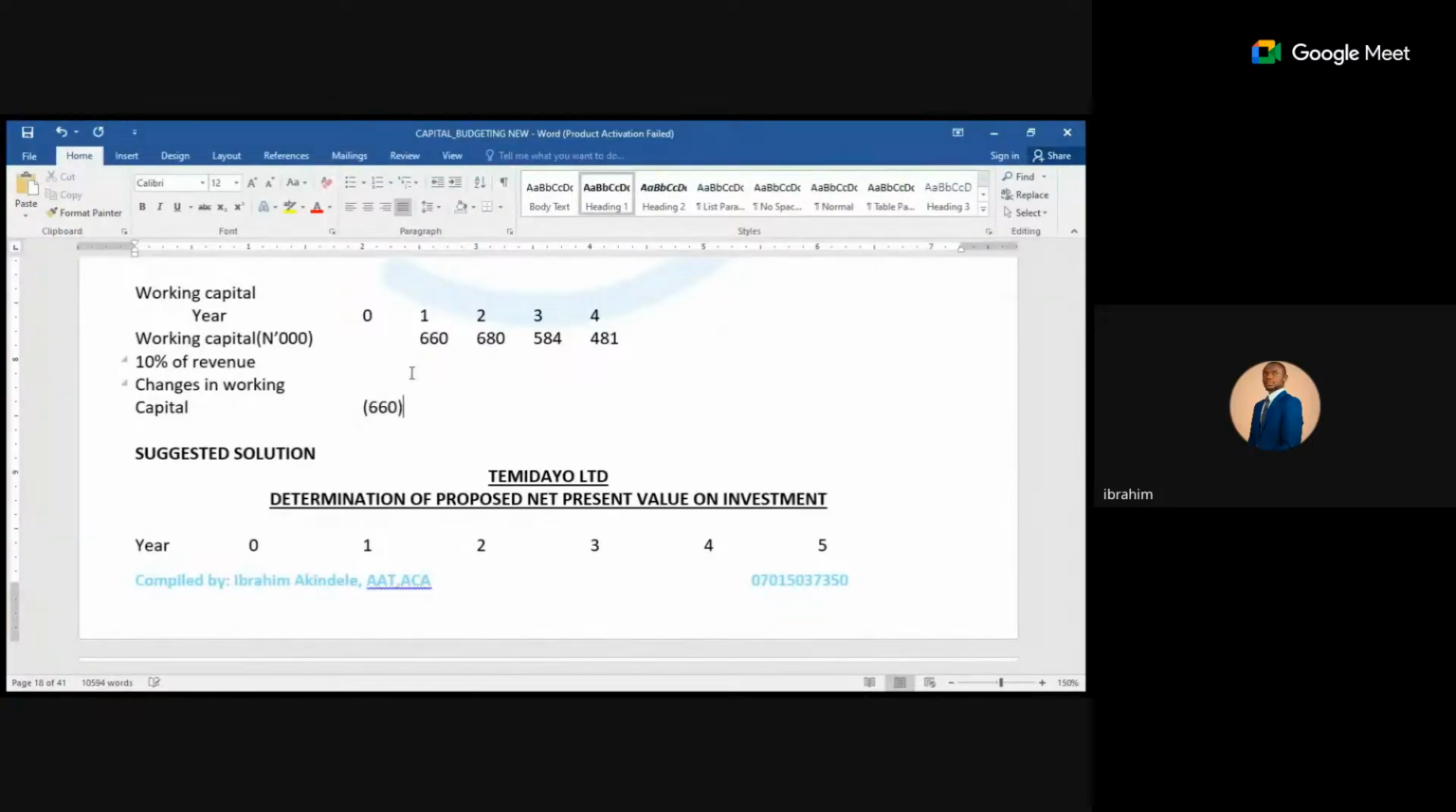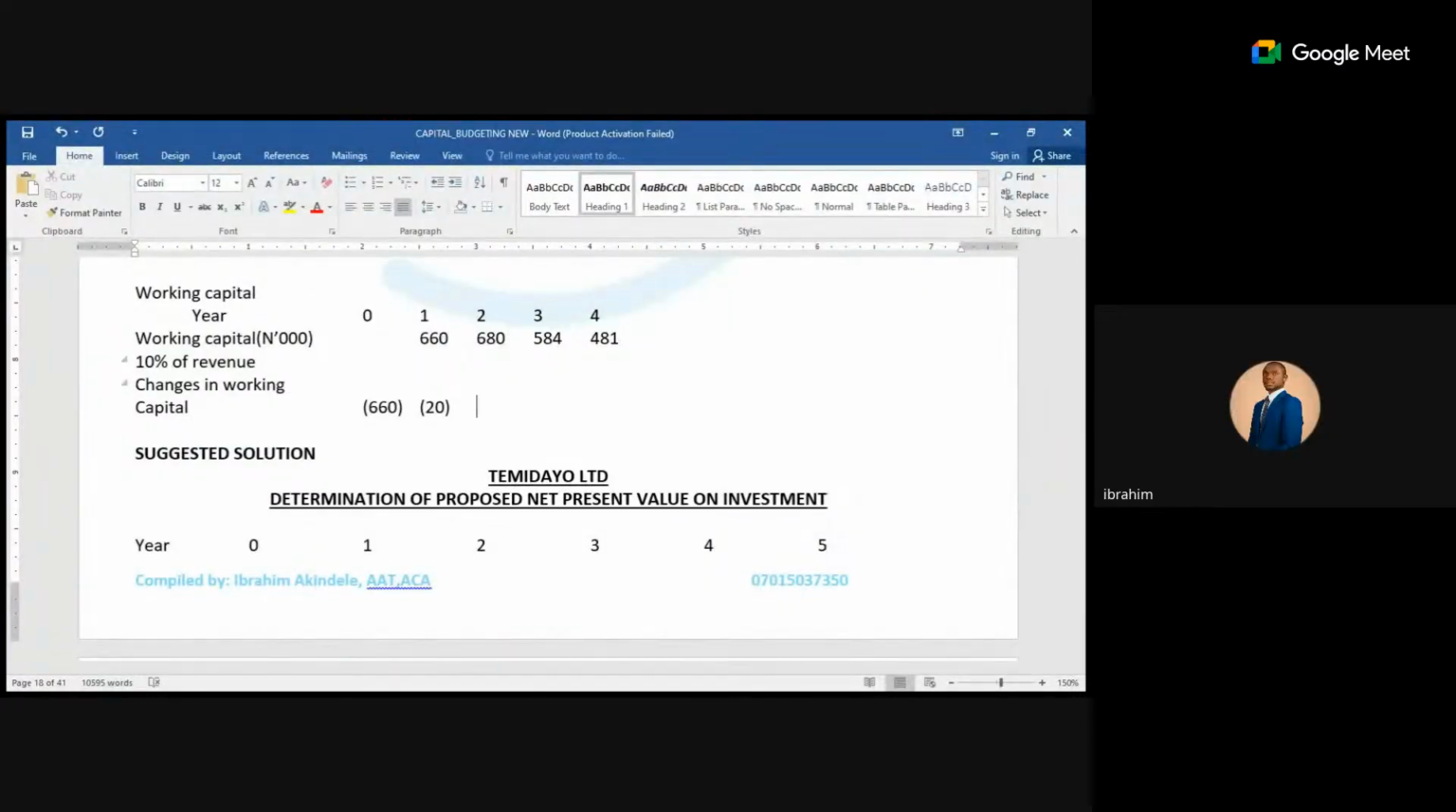Then in year 1, you have 660, and you have 680 in year 2. What is the increase, the difference? You can see that the working capital increased from 660 to 680. What is the difference, class? 20. It increased by 20,000.